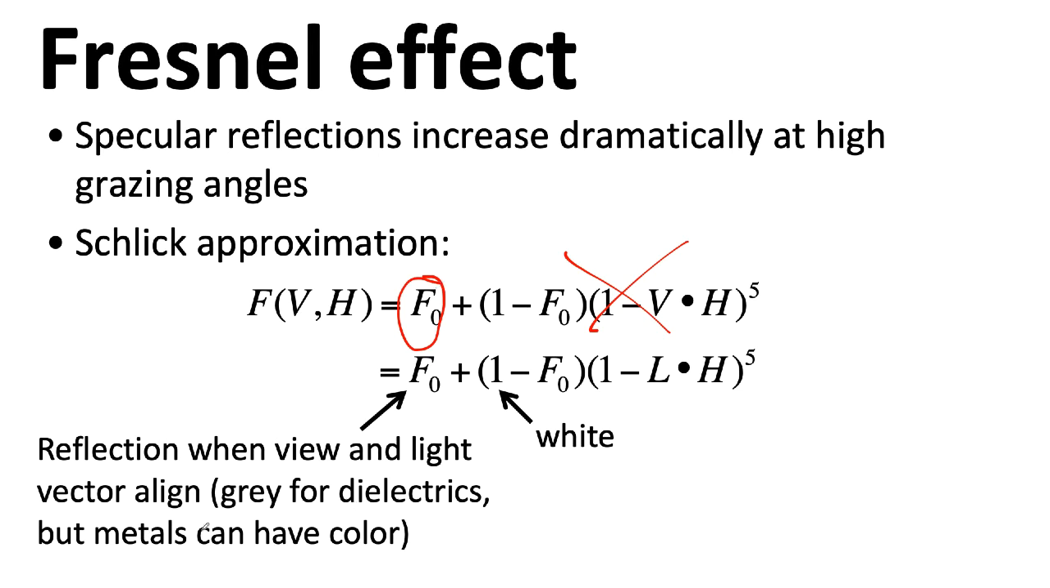So this is usually a fairly dark gray for dielectric materials, but metals will typically have a stronger reflection and they can also have a colored reflection. But now imagine you have a situation where the light and the viewing vector have a very wide angle. So that's like you're driving along and you're looking down at the road at either sunset or sunrise.